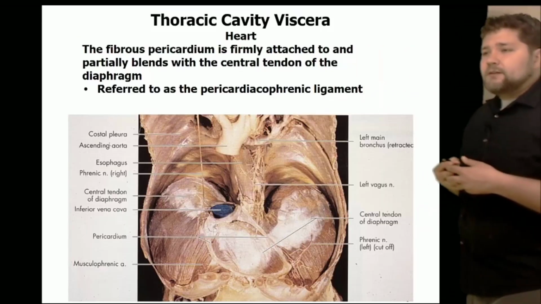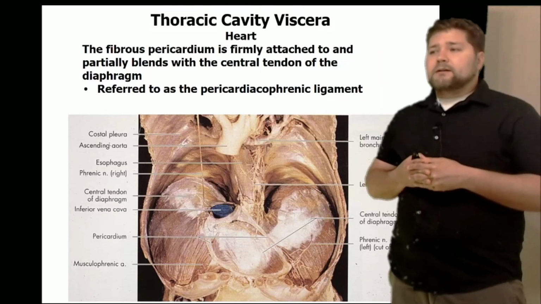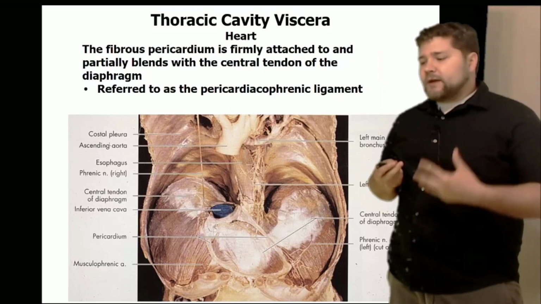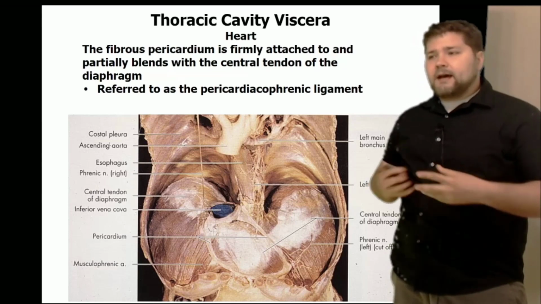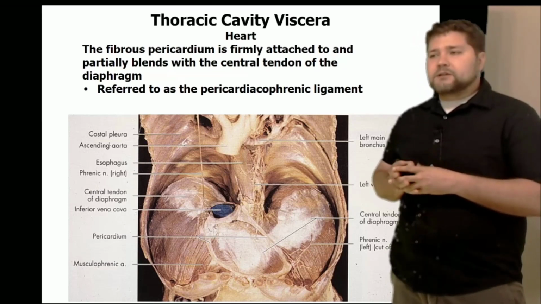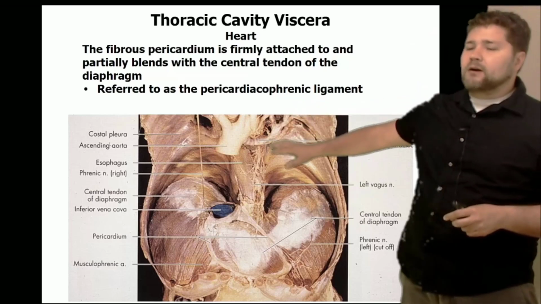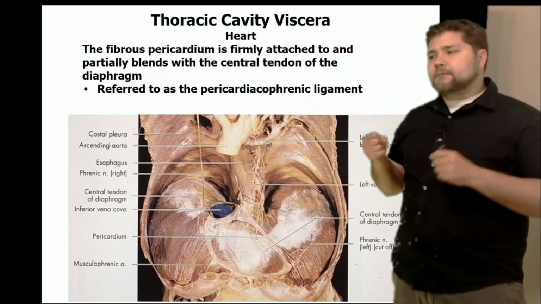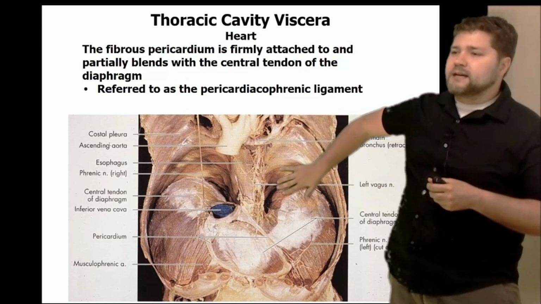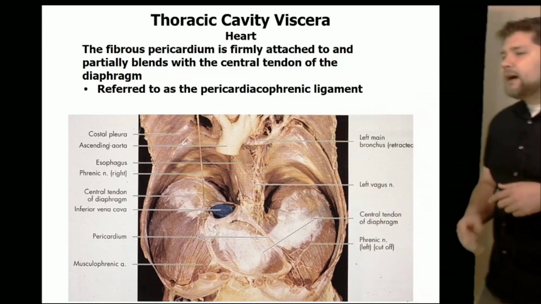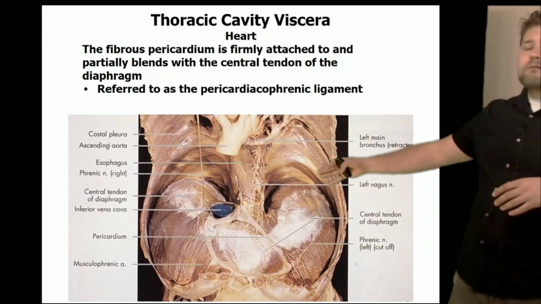All right, so let's take a look now at the fibrous pericardial attachment to the diaphragm. So we had the central tendon of the diaphragm, which is going to be a nice adhesion point for a lot of structures. And what you'll see there, if you were actually trying to remove the heart, you can pull it out of the pericardial sac, but the pericardial sac actually adheres really tightly to the diaphragm down here. And we call this the pericardiacophrenic ligament.